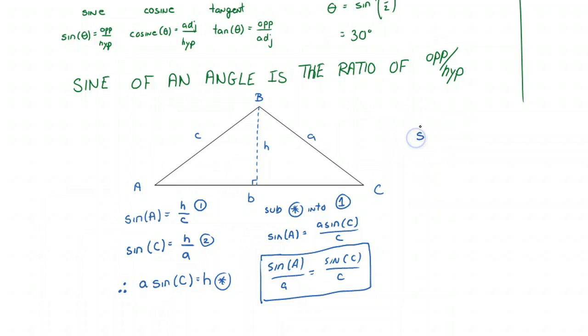Sine law is a law that relates the sine of the angles and the lengths of the sides of a non-right angle triangle. It's the ratio where sine A over A is the same as sine B over B, which is the same as sine C over C. It's sometimes written like this, A over sine A, if we take the reciprocal of every side as well.